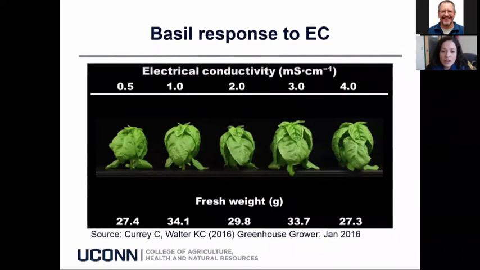This is an example of how basil responds to different electrical conductivity rates. So this is research that was done by, again, one of our e-Gro colleagues, Chris Curry. And what you can see is that he tested electrical conductivities that go from 0.5 all the way to 4. And then he measured fresh weight of the crop, and that's the numbers you see at the bottom. And what he found out is that it didn't matter if you were applying 0.5 to 4, the basil grew really well. So the take-home message here is more is not necessarily better, because more fertilizer is more money that you're putting into your crop.